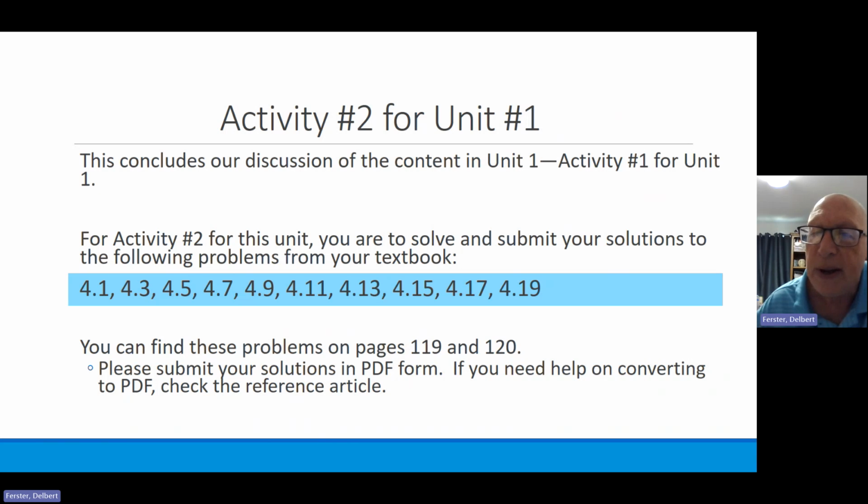I'm going to set up what will be your first learning lab, and I called it cleverly Activity 2 for Unit number 1. And you'll notice it's a series of problems from your textbook. You'll notice when you look at the material in the Moodle shell, there'll be an activity 2 for unit 1. And these number of problems will be listed for you to do and submit.